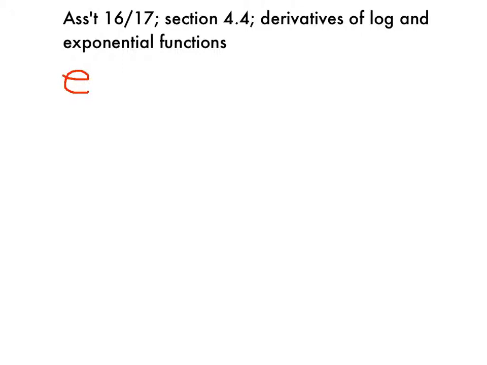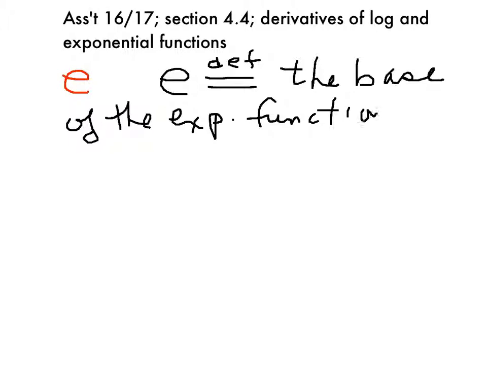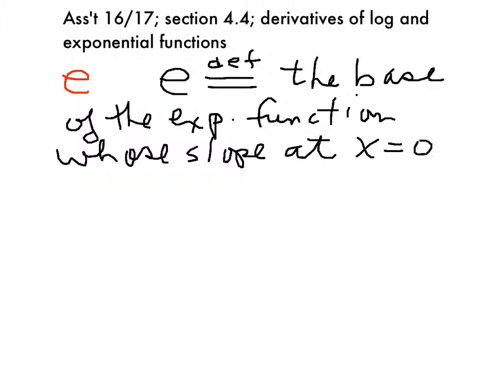We define e as follows. So e equals, by definition, the base of the exponential function whose slope at x equals 0 is 1. 1 is a rather special natural number. So that's how we define e, the base of the exponential function whose slope at x equals 0 is 1.